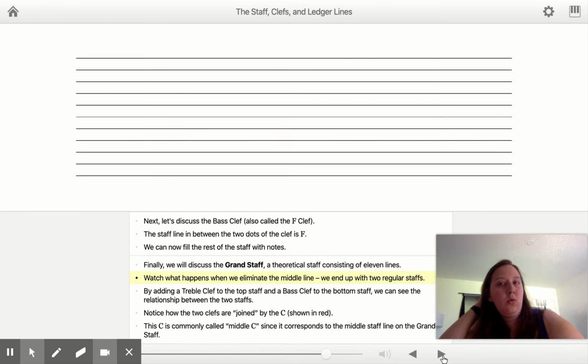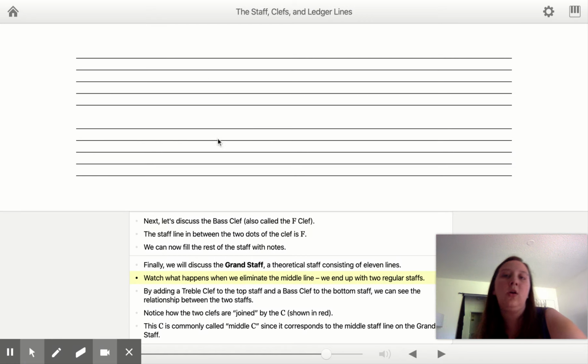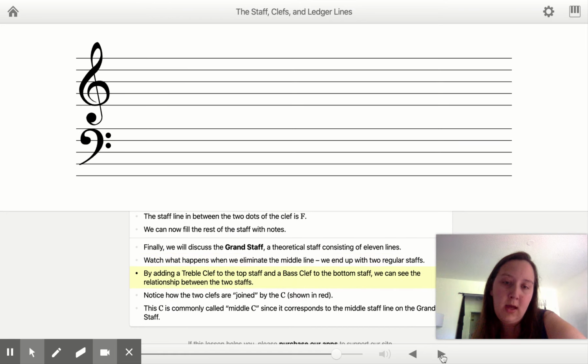Okay, so we also have a grand staff, and that's when you put 2 staves together. You have a treble clef on the top and bass clef on the bottom. If you are reading piano, this is what you'd read. You'd read the treble clef as your right hand on the piano and the bass clef as your left hand on the piano.